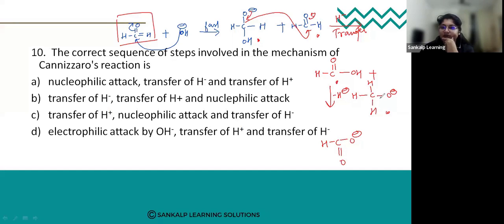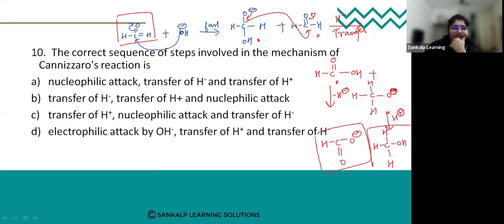Now here I want H plus, because it is in its oxide form, the O minus form. If I add H plus, if proton transfer takes place, I am going to get an alcohol. And one, I am going to get a carboxylic acid. So this is a carboxylic acid, and this is the alcohol product.